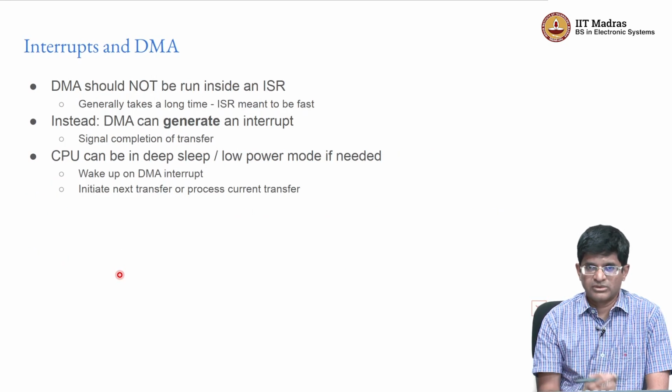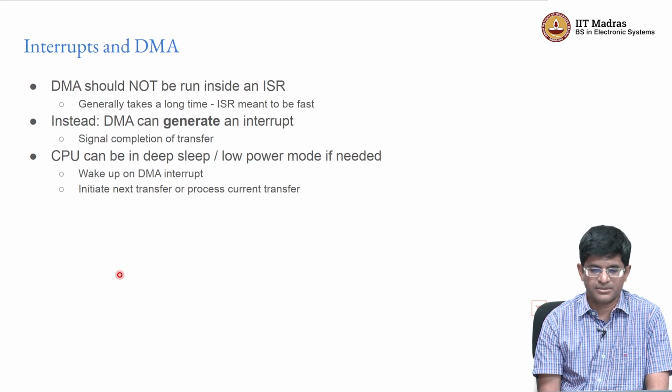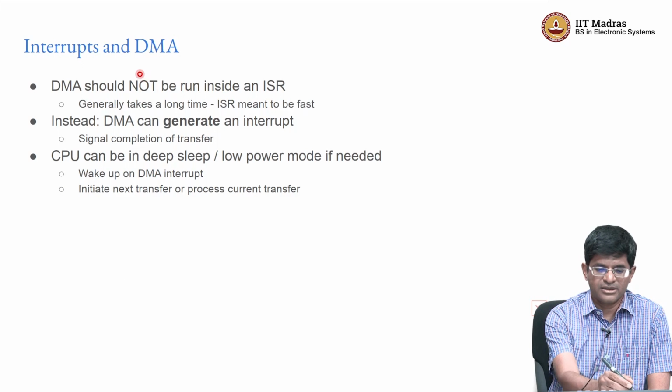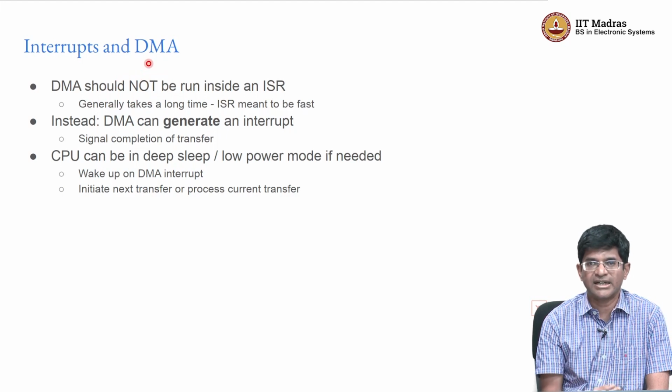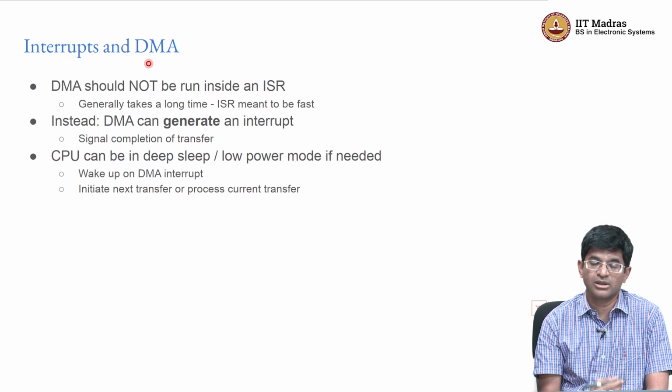Now, finally, we talked about interrupts earlier. Interrupts and DMA are related. Now, the first thing that should not be done is that you should generally not be running a DMA inside an ISR, right? Because this goes against the entire idea of an ISR being fast, whereas DMA is usually used for bulk transfer of data, which presumably would take a long time.